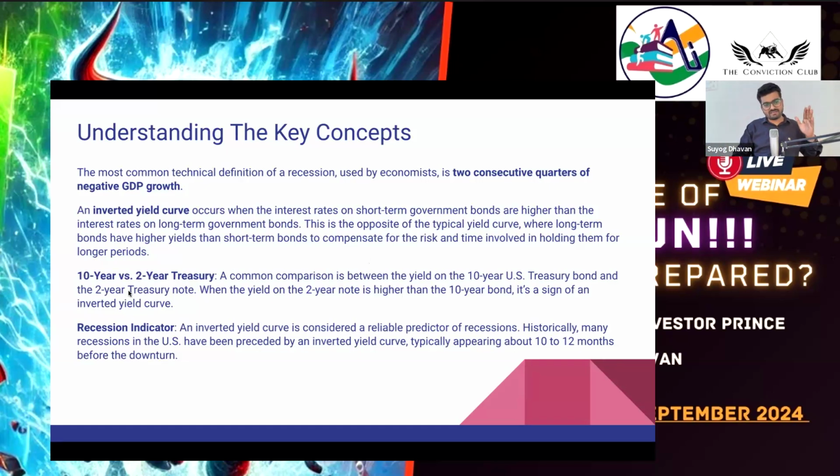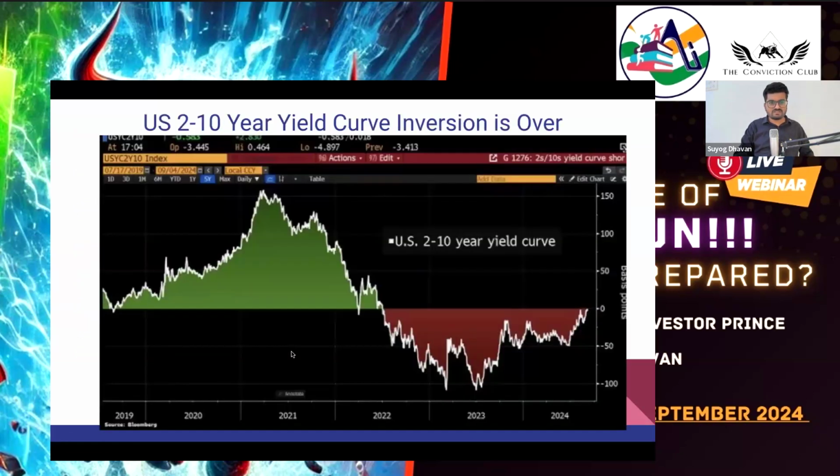Usually the comparison is the 2-year treasury bond yield against the 10-year treasury bond yield. If we take that ratio, we come to a graph, and that graph tells us about the inverted yield curve. When the yield on the 2-year note is higher than on the 10-year bond, it is a sign of an inverted yield curve, and it is a recession indicator, as I said earlier. The inverted yield curve is considered a reliable predictor of recessions. Historically, many recessions in the US have been preceded by an inverted yield curve, typically appearing about 10 to 12 months before the downturn. So this is that ratio of the 2 and 10-year yield.